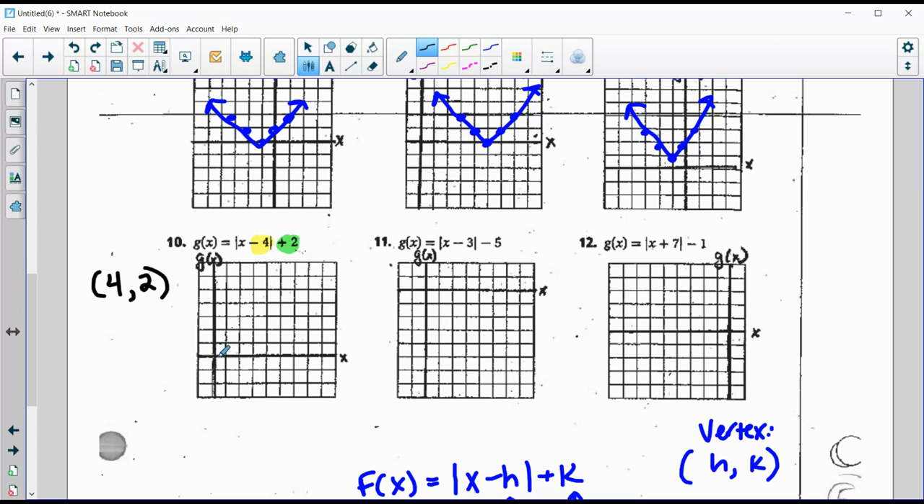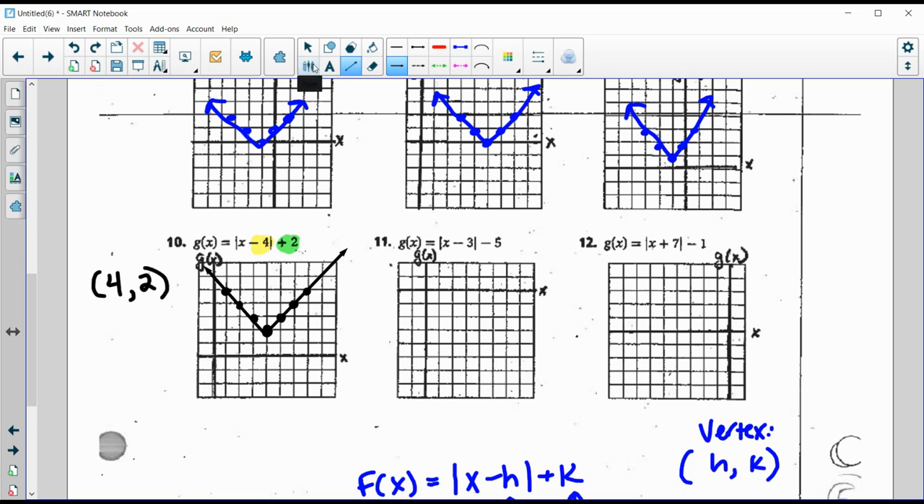So I'm going to go over 1, 2, 3, 4 to the right and up 1, 2 to plot my vertex. And since absolute value functions are two linear functions put together, I can essentially use slope to plot the remaining points. So I'm going to go up 1 over 1 on the right-hand side, and I'm going to go up 1 over 1 on the left-hand side to give the two different linear functions. And so that gives me my graph.